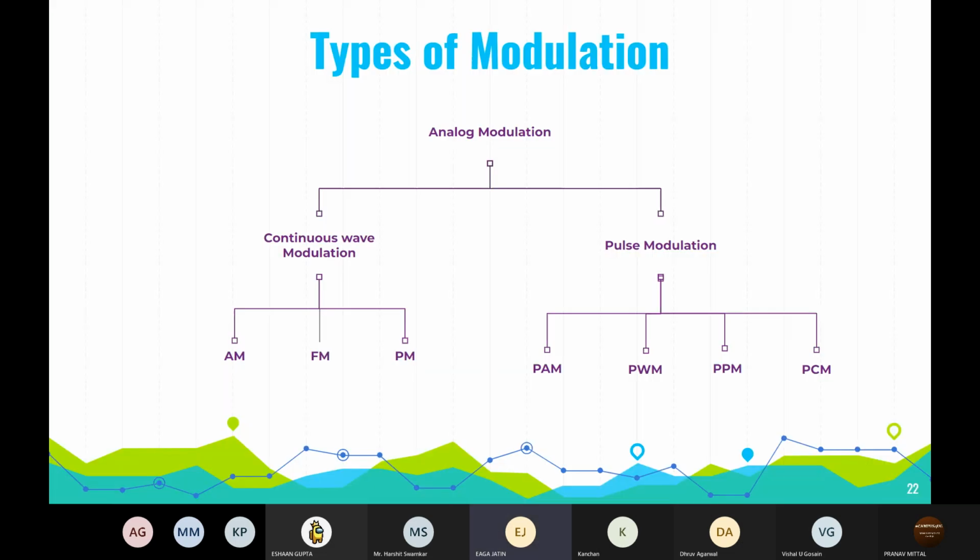Now we will see the different types of pulse modulations. There are mainly 4 types of modulation techniques: pulse amplitude modulation, pulse width modulation, pulse position modulation, and pulse code modulation. Now we'll briefly look into each modulation technique.